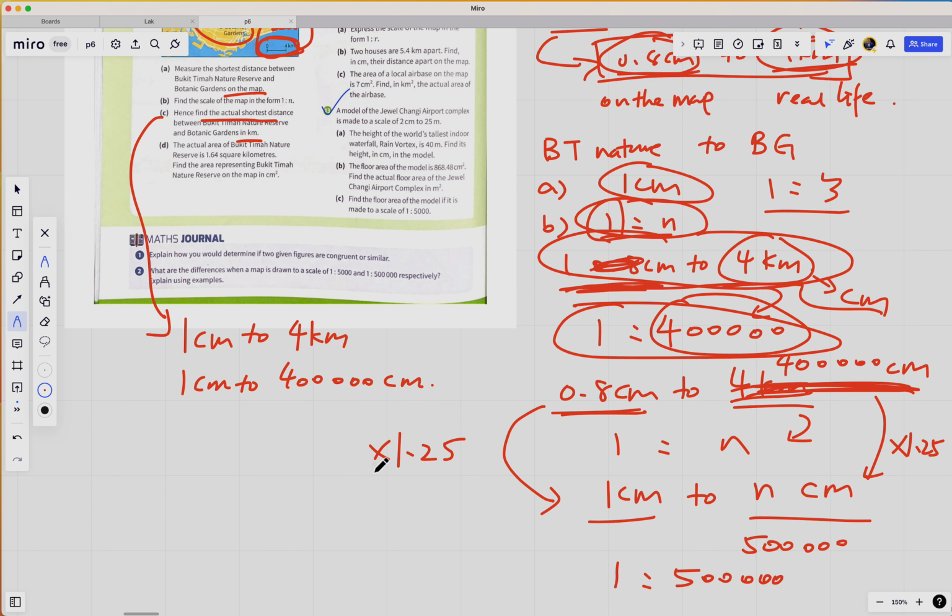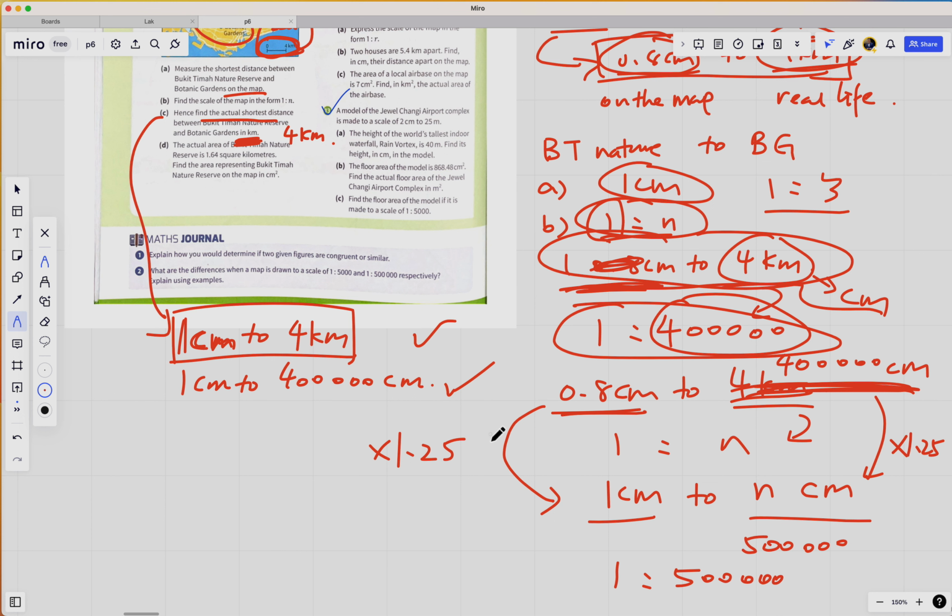I didn't answer this question. 400,000 cm, but they express it in kilometer, 4 km. So you should use this scale or this scale? The first scale. Yeah, so just use this scale. Then you go and measure the distance on the map. On the map it is 1 cm. So therefore it has to be 4 kilometer.